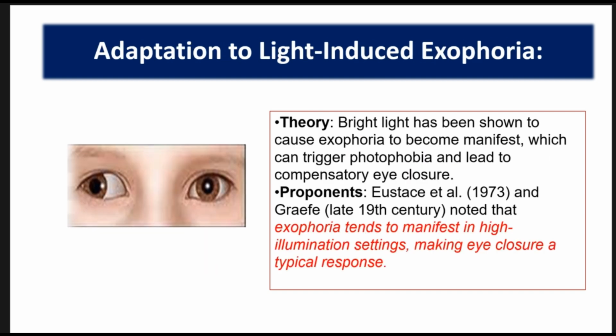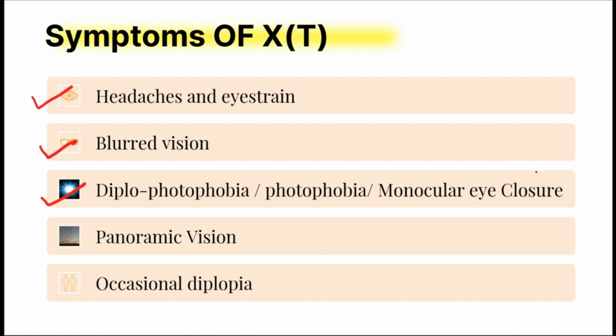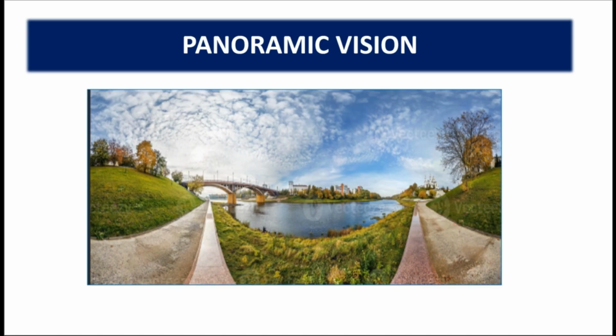Another very simple theory given by Eustace and Greffy was that exophoria becomes decompensated in these patients in high illumination settings, and therefore, as the exophoria is getting decompensated, to prevent all that discomfort, the patient will close one eye. Right? So many theories, but I hope you understood exactly what is meant by diplophotophobia or monocular eye closure. Right? Now, let us talk about panoramic vision and what exactly is meant by that.